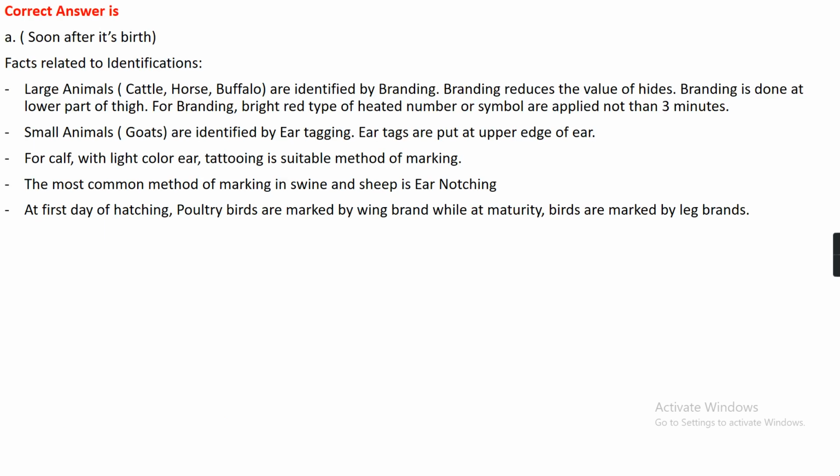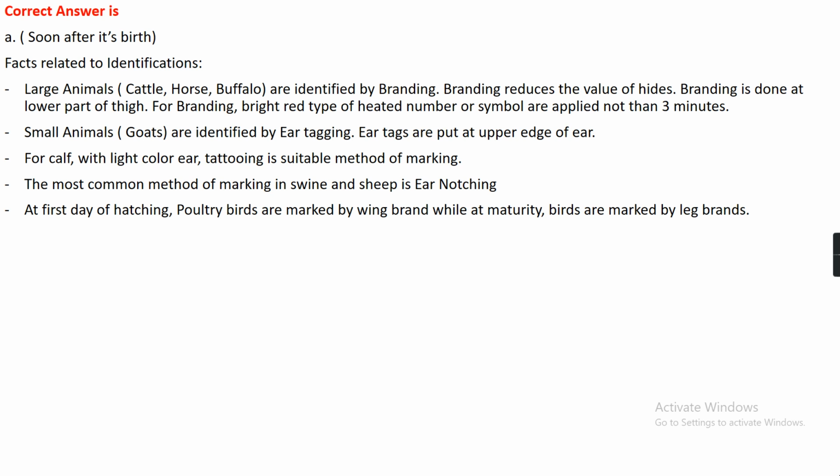Here are some facts related to identification. Large animals, for example cattle, horse, buffalo, are identified by the branding method. Branding reduces the value of hides, and it is mainly done at the lower part of the thigh. For branding, a bright red heated number or symbol is applied at the lower thigh portion for not more than 3 minutes.